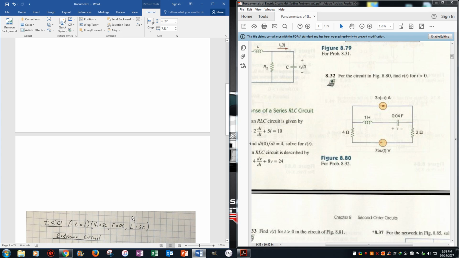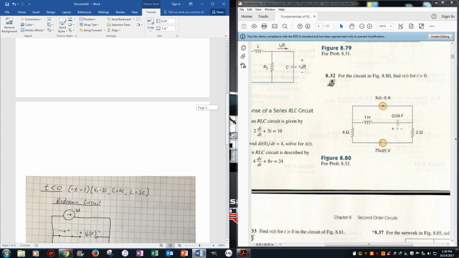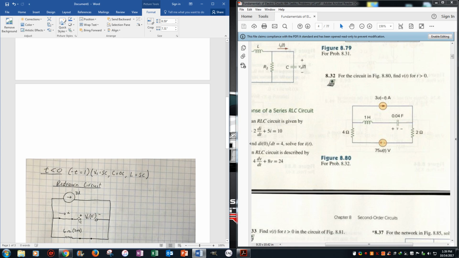You should recall from a step function that u of t equals 0, but because right here we have a negative t, that flips it, so it becomes a 1. And for this, the voltage source is short circuited, it's turned off, and our current source is turned on. When t is less than 0, capacitors act as an open circuit and inductors as a short circuit. So the redrawn circuit looks like this.